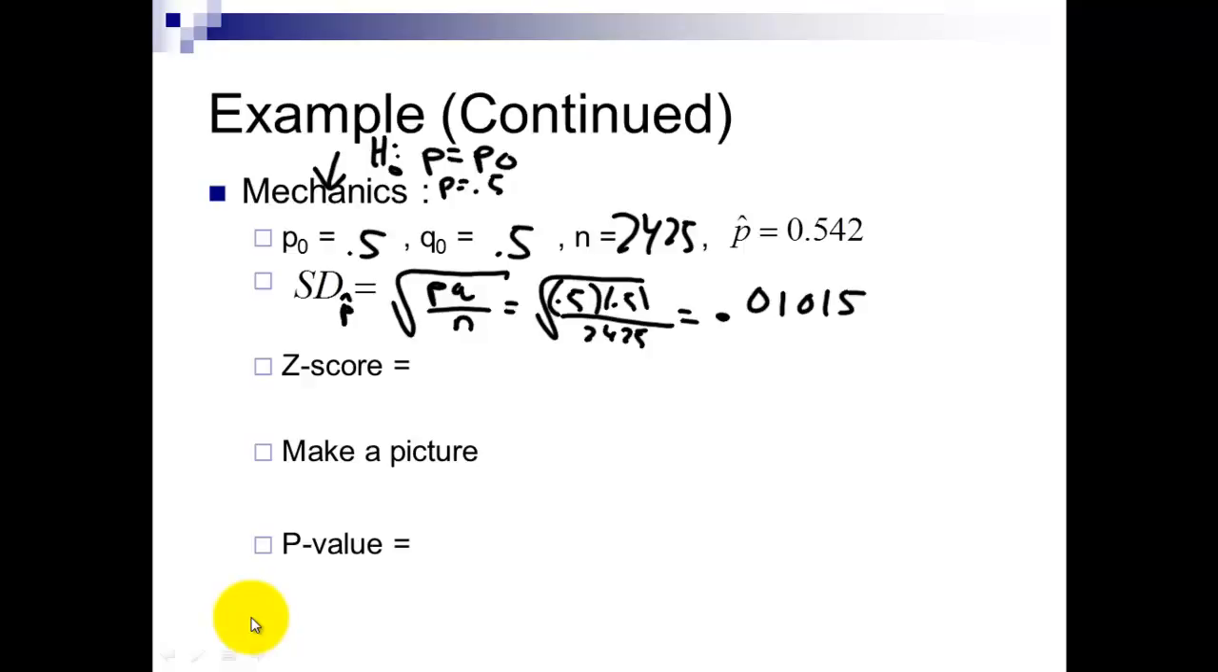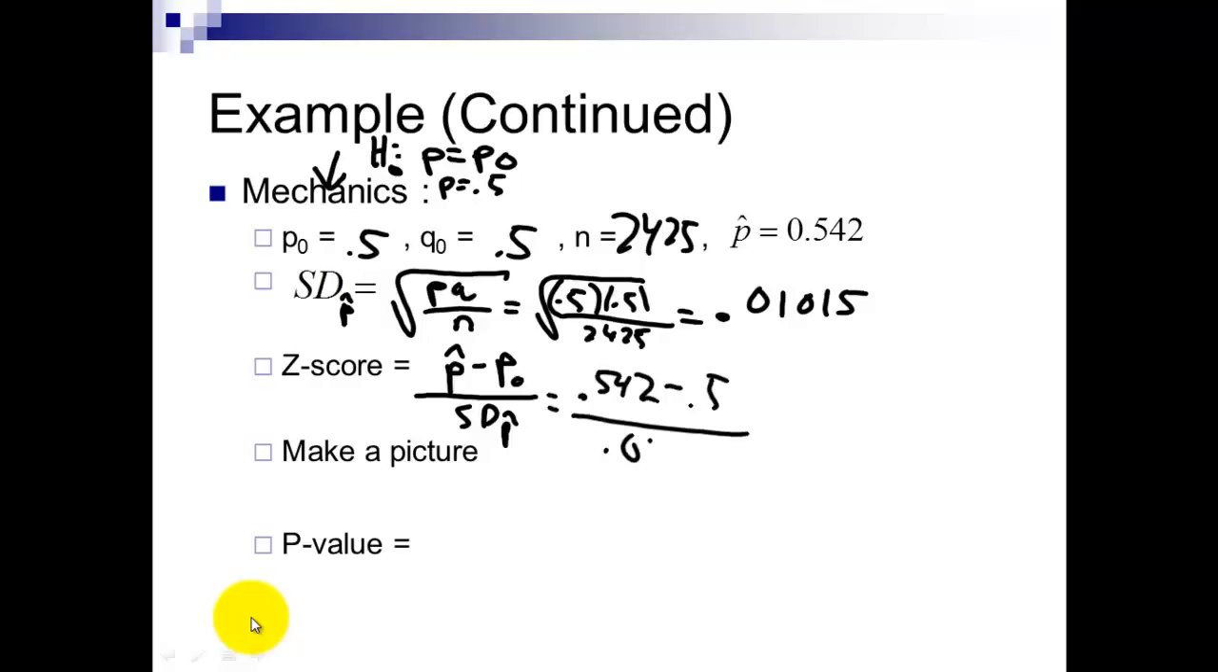The z-score then, where does that come from? 0.542 minus 0.5. Okay, but now I need a formula. It's the P. You can say P or P naught. The standard deviation of. Right. So we get 0.542 minus 0.5 all over 0.0105. And what do you get for your z-score?